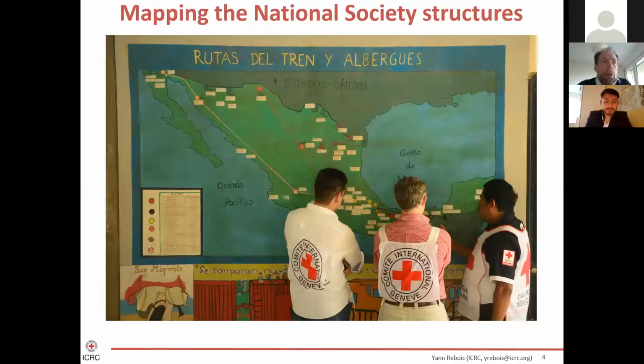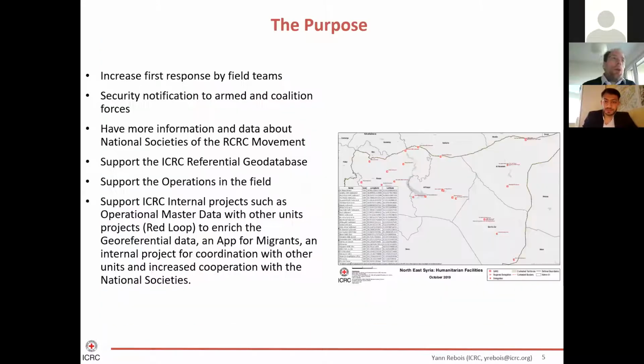One of the key aspects that we would like to do is to map the location of the national society structure. And I will explain why. The main purpose is really first to increase the first response by the field teams, because our management at the ICRC is always asking, okay, with whom could we work and where are they? So that's also something that is really important for us.